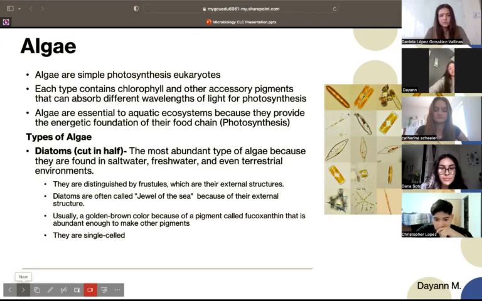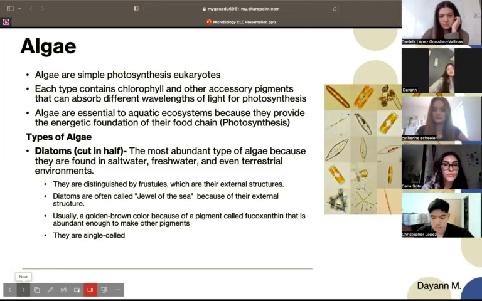The first one that I chose was diatoms, which means cut in half. They are the most abundant type of algae because they are found in saltwater, freshwater, and even terrestrial environments. They are also distinguished by their frustule, which is their external structure, which is why they're called the jewel of the sea. They usually have a golden brown color because of a pigment called fucoxanthin that is abundant enough to mask other pigments. They're also single-celled.